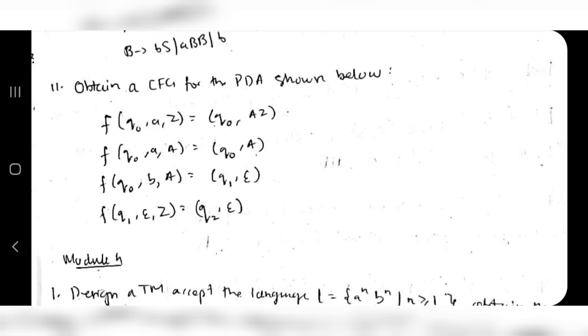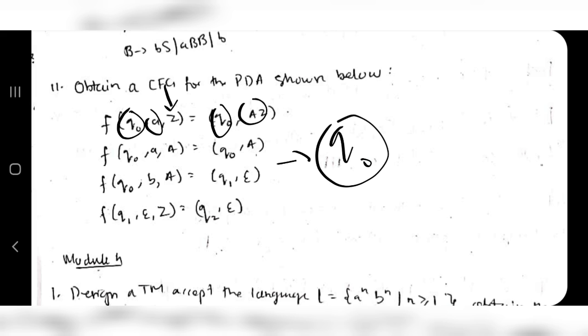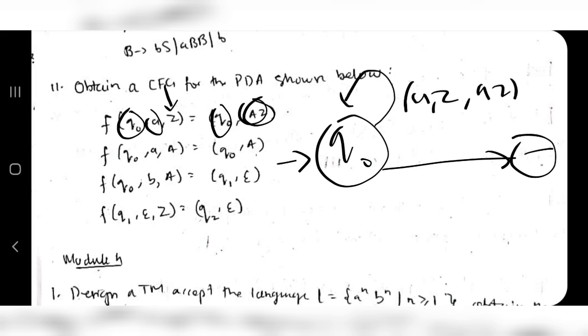Okay, that means if you have like q naught, input is a and the top of the stack is Z, then it is q naught, a, Z. Okay, for example, if this is q naught here and the input is a. Okay, so first we will be writing input as a, top of the stack is Z, then the top 2 elements is aZ. Like that we have to create the whole diagram here, and after that by using these inputs we will be creating the PDA.